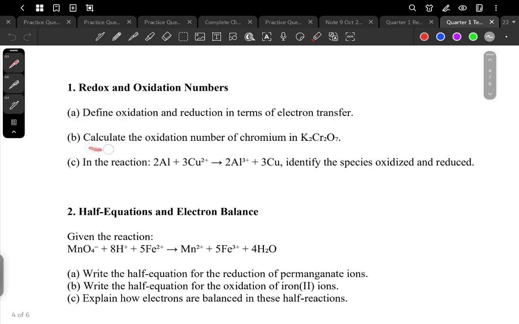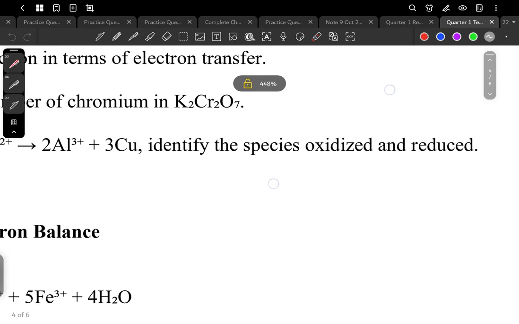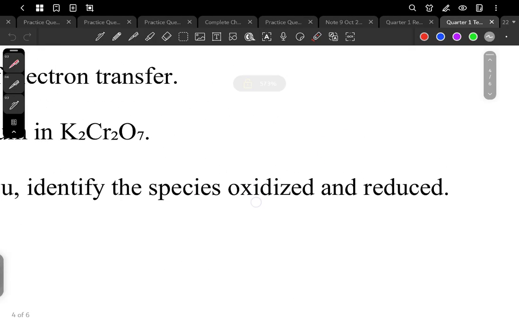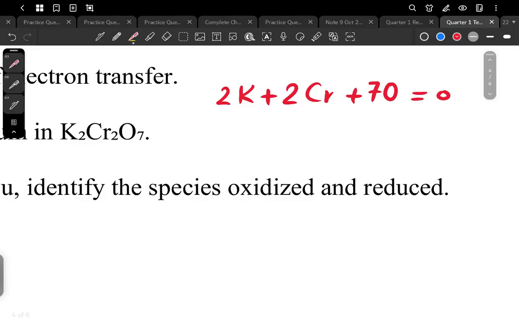The second question: calculate the oxidation number of chromium in K2Cr2O7. I can work this out here as an equation. So K2 means 2 K atoms plus 2 chromium atoms plus 7 oxygen atoms. All of this equals 0. Why? Because the total of the oxidation numbers equals 0 in a neutral compound. This is a neutral compound. It doesn't have a charge.